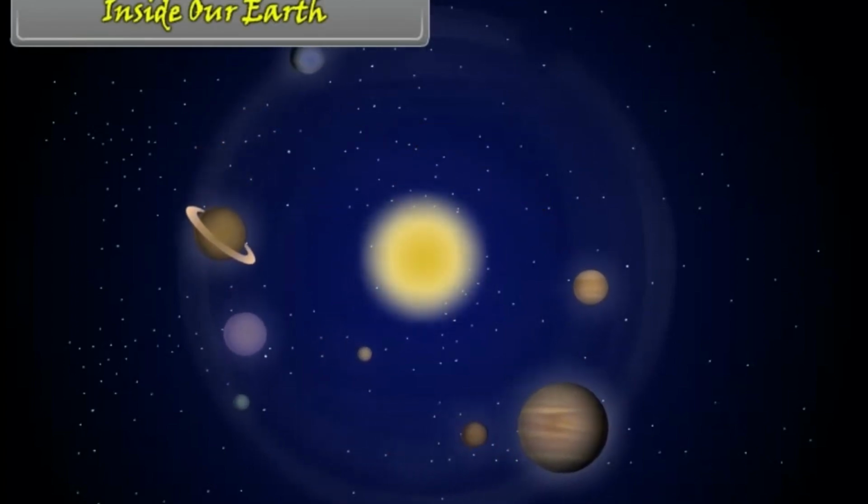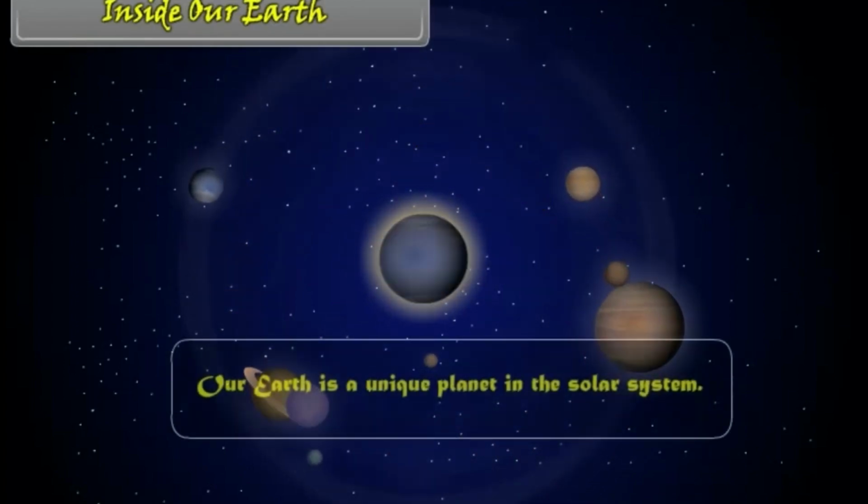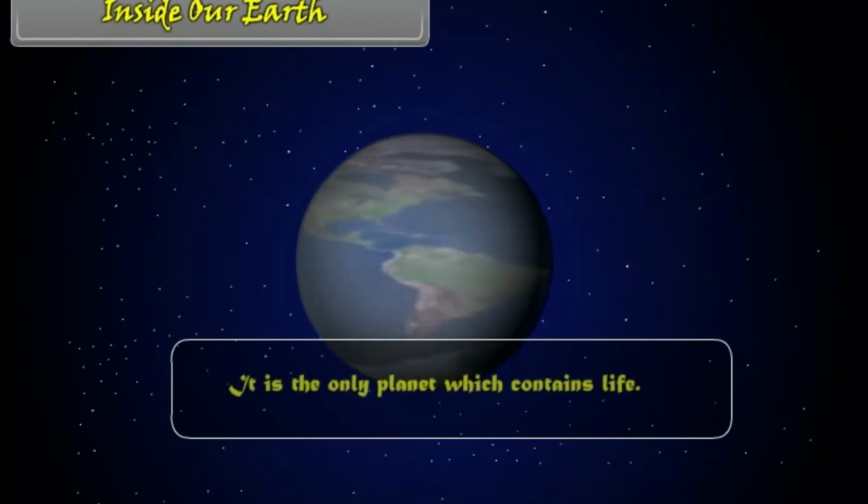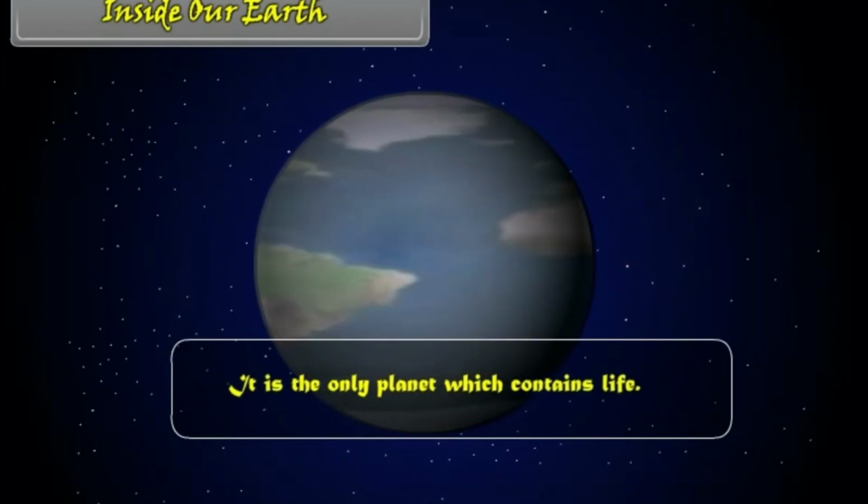Inside our Earth. Our Earth is a unique planet in the solar system. It is the only planet which contains life.